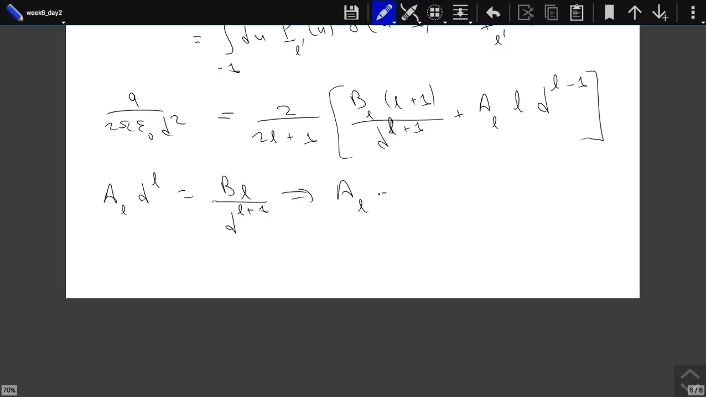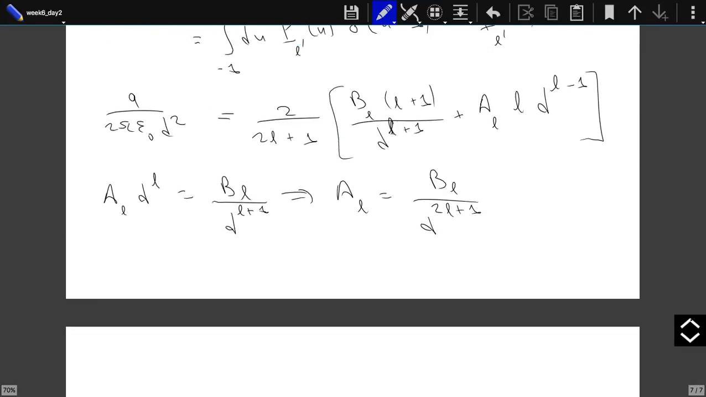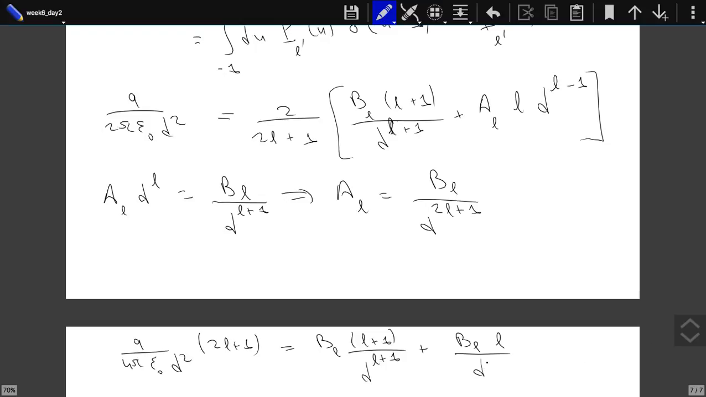This tells me that AL should be equal to BL over d to the power 2L plus 1. I can put it there. Q over 4 pi epsilon 0 d squared times 2L plus 1. I just multiplied both sides by 2L plus 1 over 2. This should be equal to BL L plus 1 over d to the power L plus 1 plus BL times L divided by d to the power L plus 2.